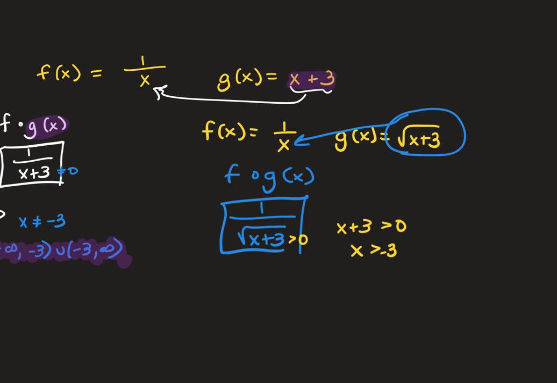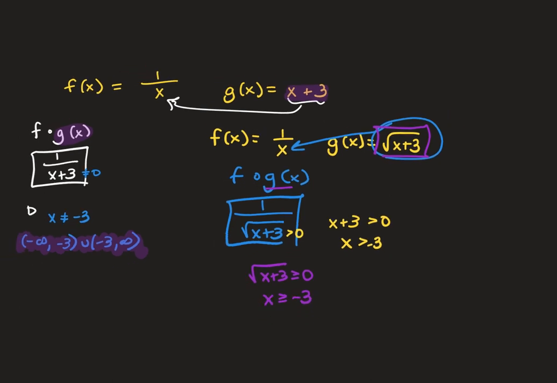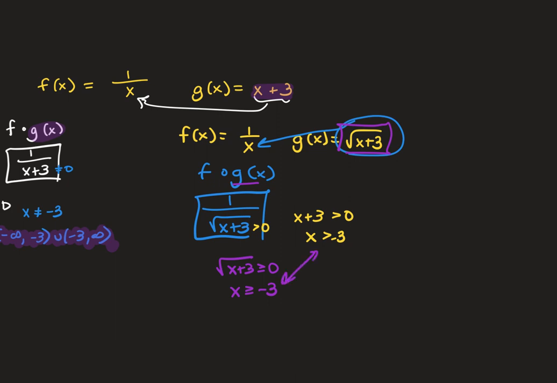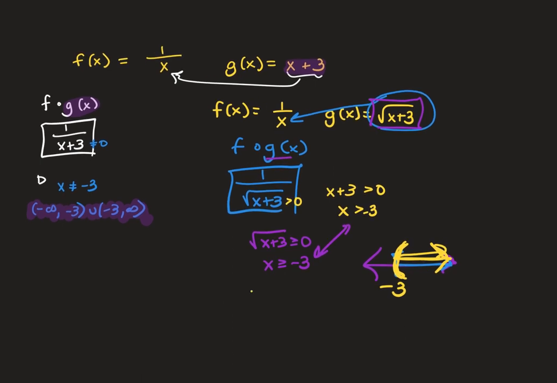And then I have to go back to what I plugged into the g of x and see if there's a restriction. The restriction on this one is that it has to be greater than or equal to 0, so x has to be greater than or equal to -3. I have to figure out the overlap between these two. So if one says it has to be greater than -3, and one says it has to be greater than or equal to -3, I pick the more restricted one, which is greater than -3. So the domain of this function would be from -3 to positive infinity.